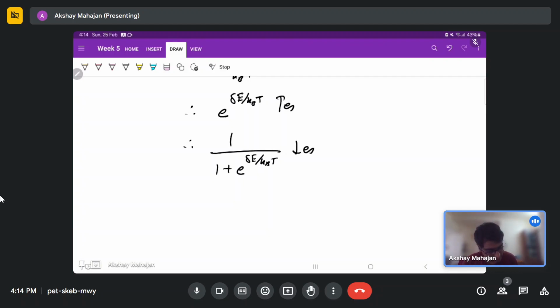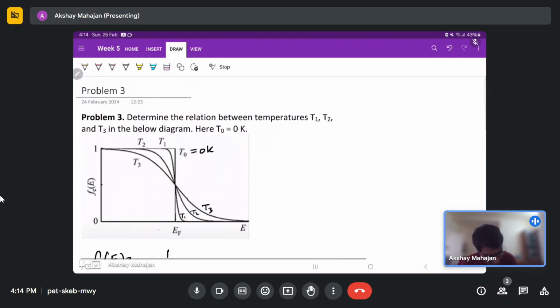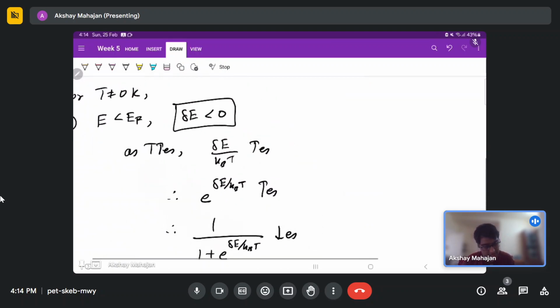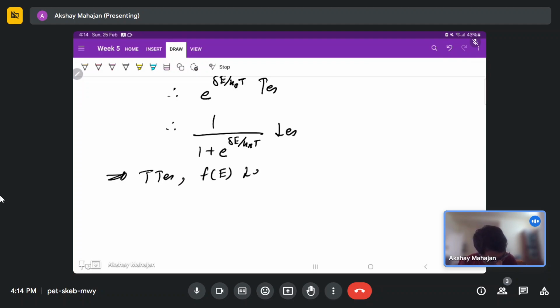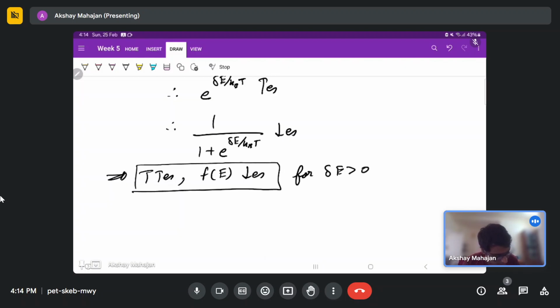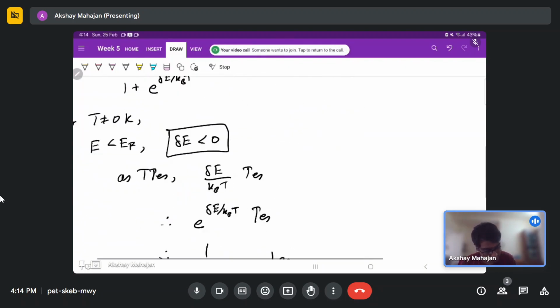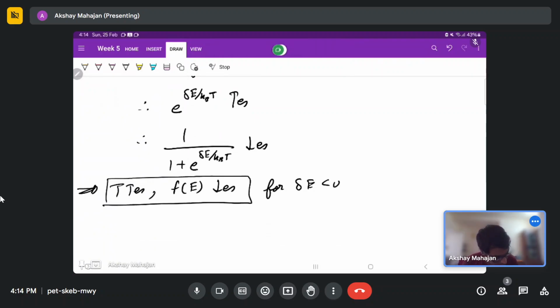So this is the range E less than EF, and this is the range E greater than EF. Having this relation, we can see that as temperature increases, this Fermi-Dirac distribution F of E decreases. This is what we have arrived at for del E less than 0. Just a minute.